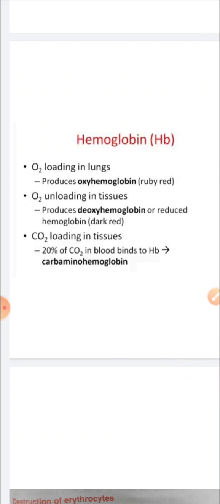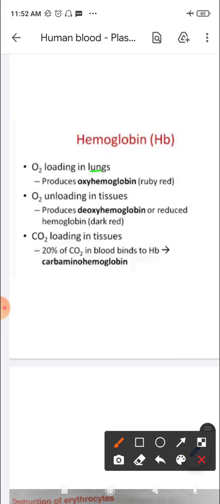Hemoglobin helps in oxygen loading in the lung. So when hemoglobin is in the blood, oxygen comes in the lungs, and when the hemoglobin comes in contact with the oxygen, it produces oxyhemoglobin, which is ruby red. Ruby red means it is bright red. Oxygen loading in the lungs means in the lungs the hemoglobin gets loaded with oxygen, and when it gets loaded with oxygen, it forms oxyhemoglobin.